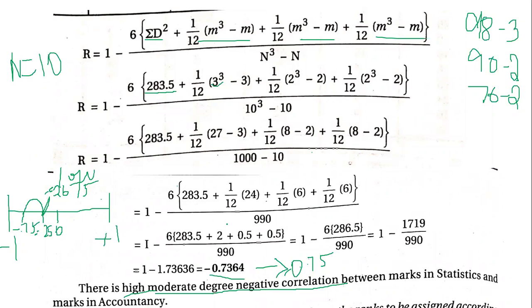If you are getting confused, don't write any of this. High and low are not required here. What is important is moderate degree negative correlation. That is very important for us to write. Did you understand? Any doubts until here?